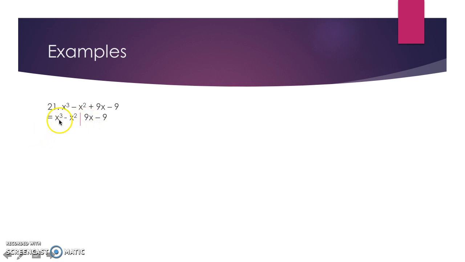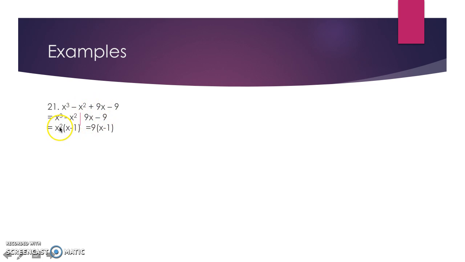Next, I'm going to look at the first grouping, this x cubed minus x squared, and factor out the greatest common factor. In this case, the greatest common factor is x squared. Then I look at the second one, 9x minus 9, and see what I can factor out. I can factor out a 9 from both of those.